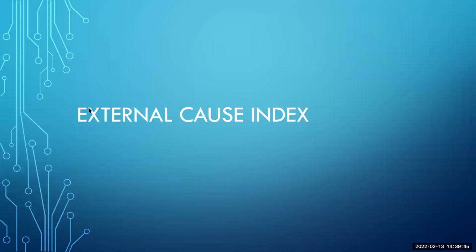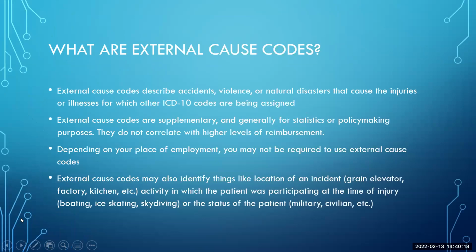Hello, everyone. This video is an overview of the External Cause Index, which is a part of your ICD-10-CM manual. I know that this index causes a lot of confusion, but I promise that the more you get used to using it, the more often you see codes from this index, the more it'll make sense. So please just go into it with an open mind, and I promise the more you work with it, the easier it'll be, okay? So what are external cause codes?